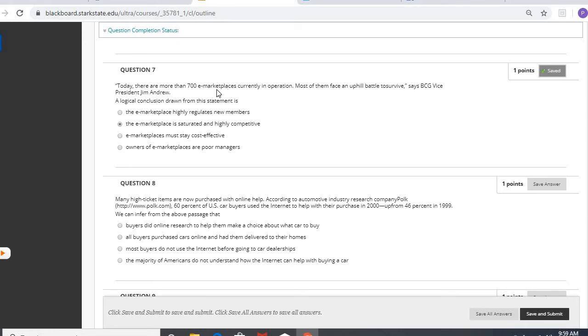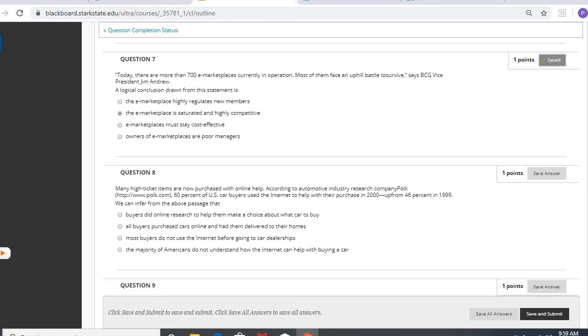There are a lot of e-marketplaces, like online consumer and buying, Target.com, Amazon, that kind of stuff. There's a bunch of them. And so there's an uphill battle, meaning it's going to be highly competitive, saturated a lot. So that's the safest assumption there.